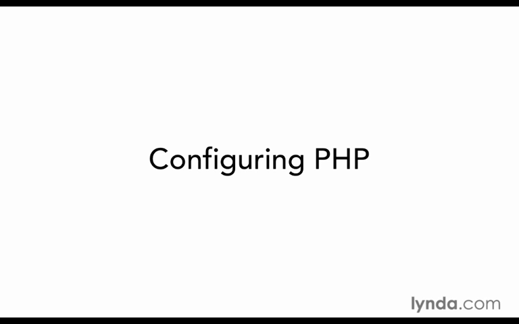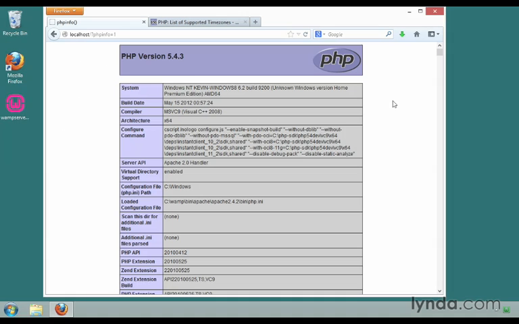In this movie, we're going to configure PHP to the settings that we like and that we need for this tutorial. Three things that we're going to be looking at: error reporting, output buffering, and time zone. Those are the three areas that we want to address. In the last movie, I showed you how to get the PHP info page.